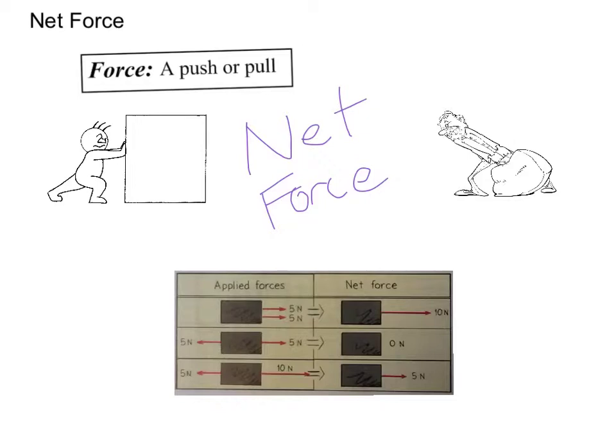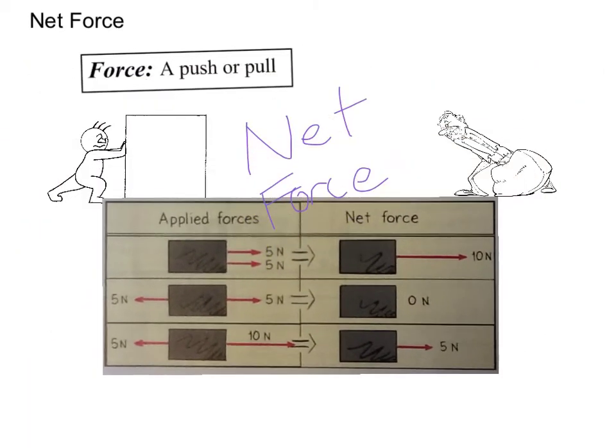So this figure here shows how forces combine to produce a net force. If we have two forces of 5 newtons in the same direction, we end up with a net force of twice each individual force, or 10 newtons. And if we've got a 5 newton force one direction and a 5 newton force the other direction, there's a 0 net force. And here if we've got a 10 newton force in one direction and a 5 newton force in the other, we end up with a net force of 5 newtons to the right.